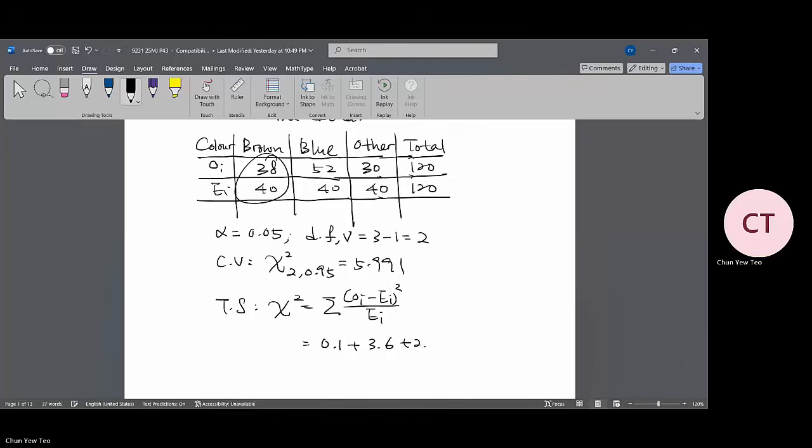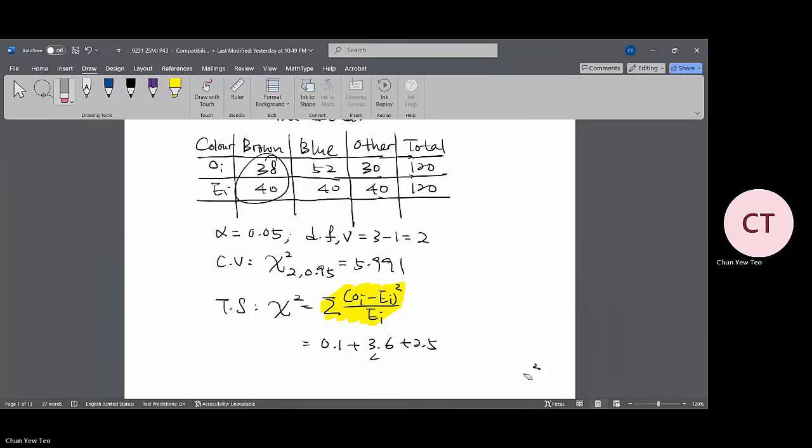But you should know that this one means (38 minus 40) squared divided by 40. You should know that this one means (52 minus 40) squared divided by 40. And the last one over here, you should know is (30 minus 40) squared divided by 40. I didn't write this out because I just used the formula over here to represent them. Then I just show the values that I pressed one by one.